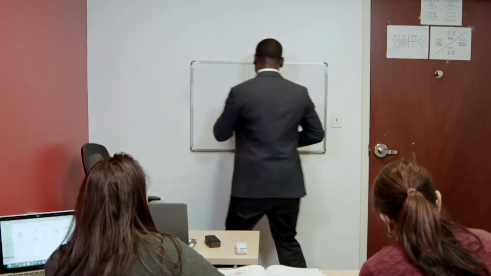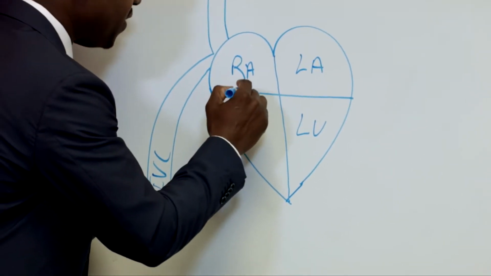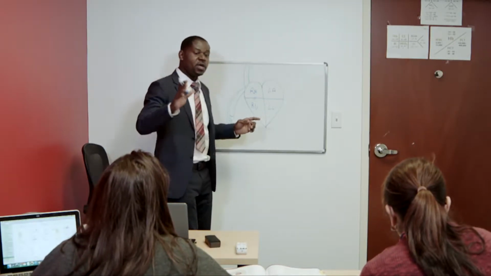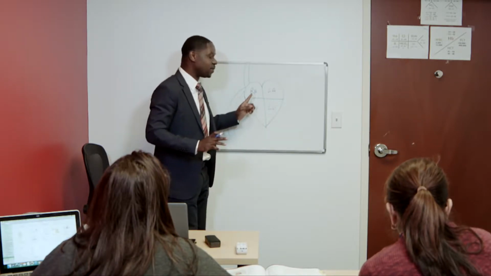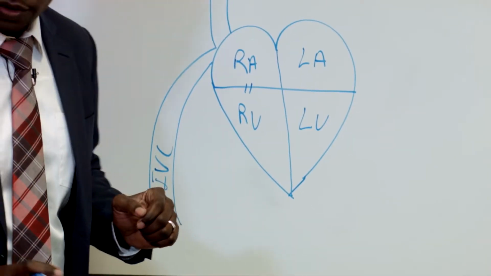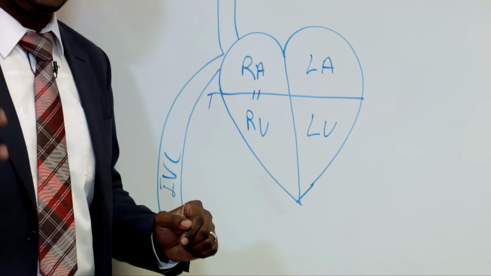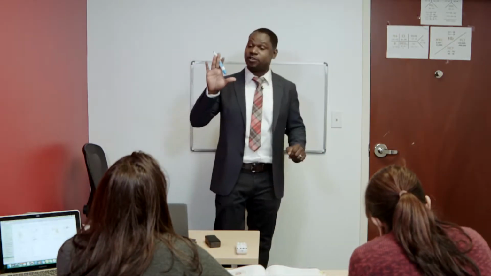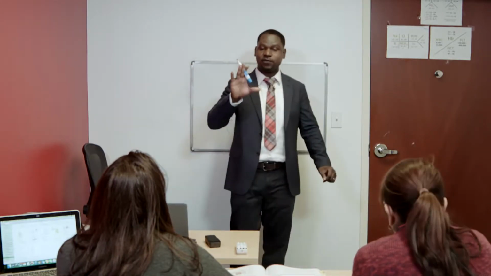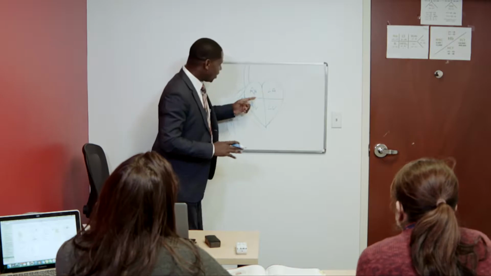Now, from the right atrium, the blood will keep going to the right ventricle. But we have a valve called the tricuspid valve. Everybody say tricuspid valve. The tricuspid valve is in the right side of the heart, between the right atrium and the right ventricle. I put T for short, tricuspid valve.